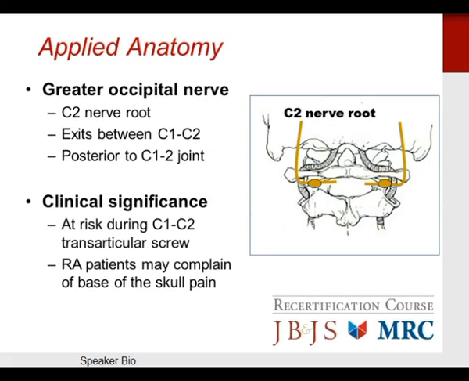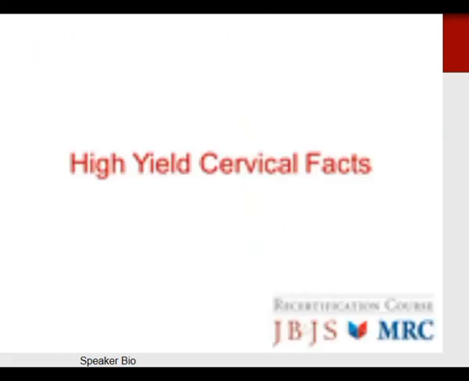The greater occipital nerve, or C2 nerve, is purely a sensory nerve. It exits between the C1-C2 joint and innervates the posterior aspect of the skull. Remember that it's at risk for C1-C2 transarticular screw fixation. Also, in rheumatoid patients who have C1-C2 erosion and settling, they can get a C2 greater occipital nerve neuralgia and result in posterior cervical pain.